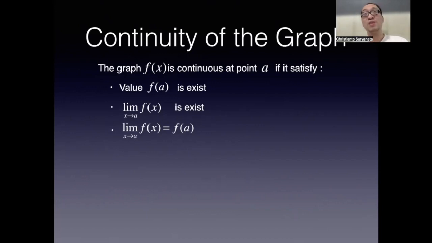Yeah, because sometimes we have a graph where the value of f(a) exists and the limit exists, but the value of f(a) and the limit are not the same. Because from the right side and from the left side, maybe the graph will be different. So this is not a continuous graph.